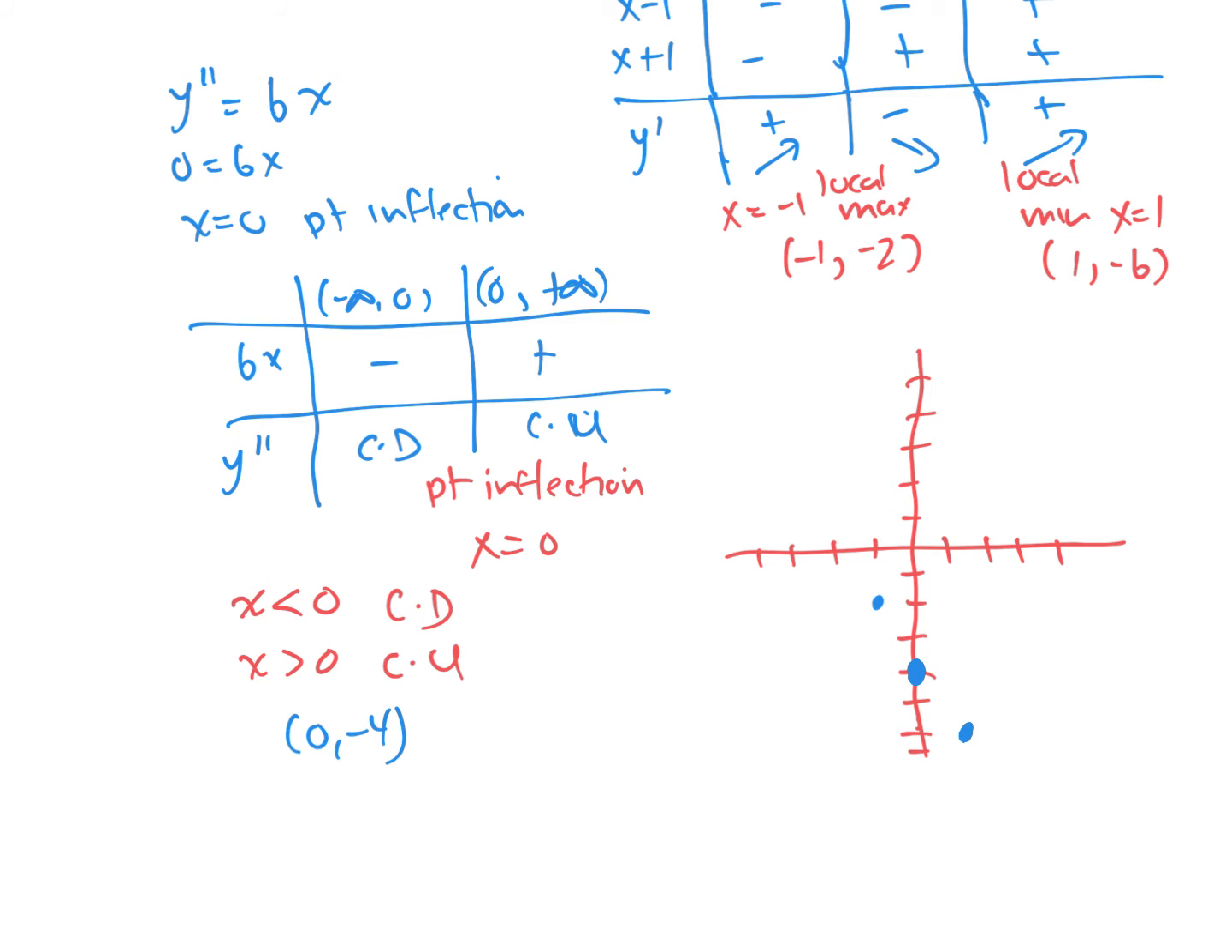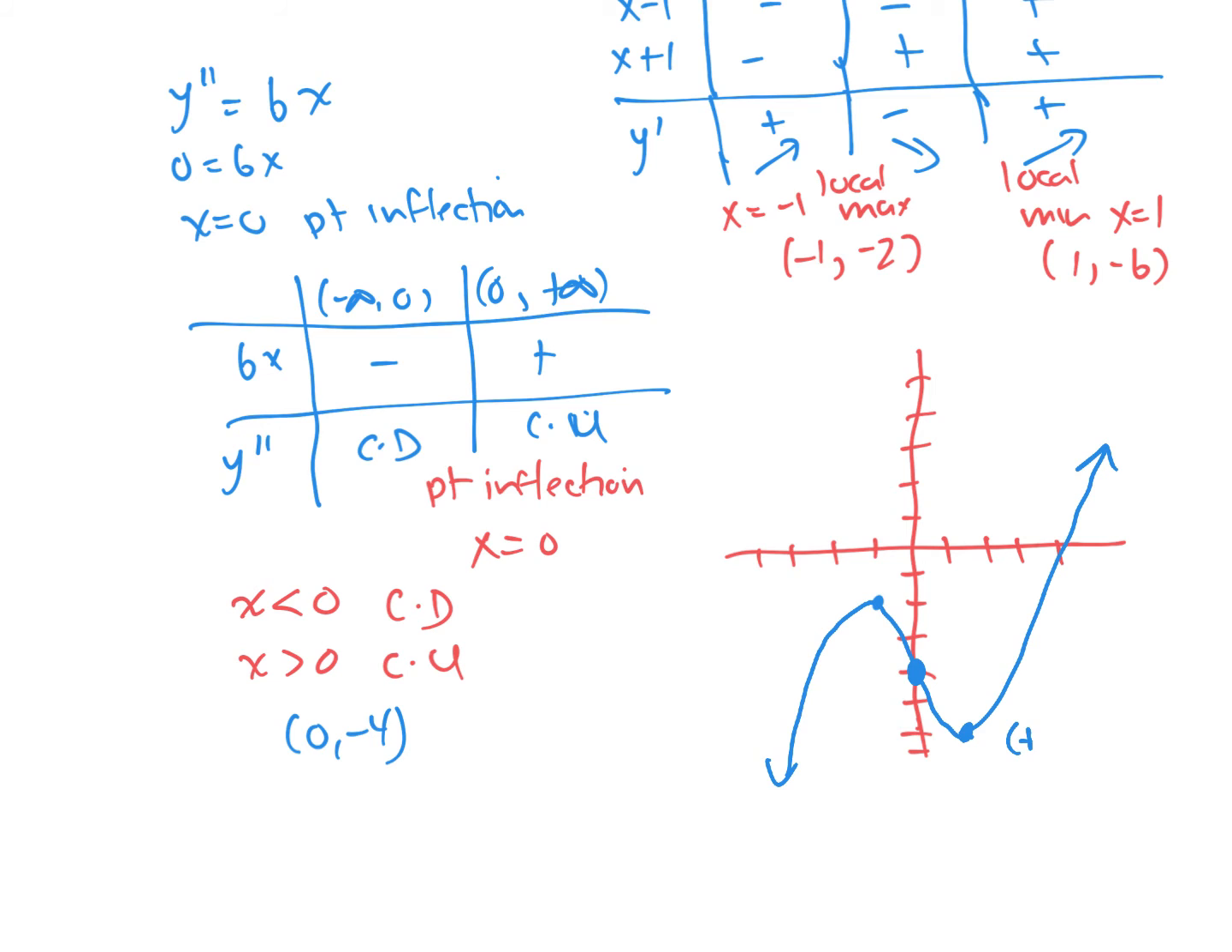So we know it is concave down to 0. Concave down to here, there is a turning point at (-1, -2). It continues to be concave down to (0, -4), which is a point of inflection. Then it becomes concave up to (1, -6), which is a local min, and then it's concave up. So that is what my final graph looks like.